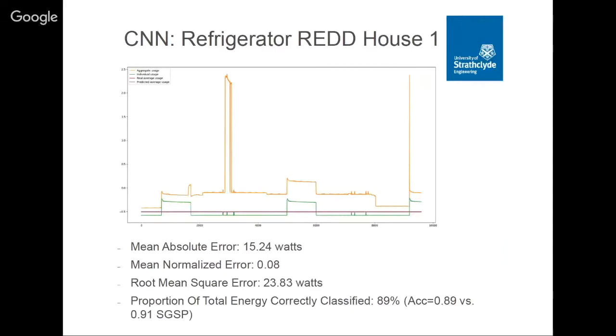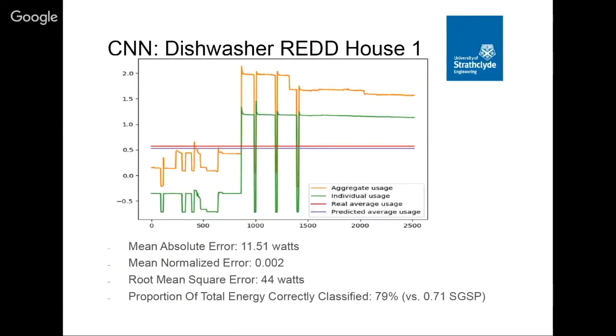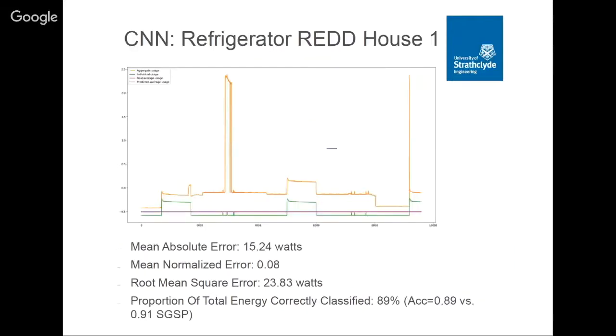In this case, it works quite well. You see the predicted and the estimated to what we trained was spot on. So you get a good accuracy compared to our SGSP, which was the best for REDD House 1, which had 91% accuracy. Promising. For the dishwasher also, we had some positive results. Slightly better than the SGSP. Again, same story. You see here now that the real versus the predicted, there's a slight gap, but it was very close. So that's why it's slightly worse than the fridge, but still very good.